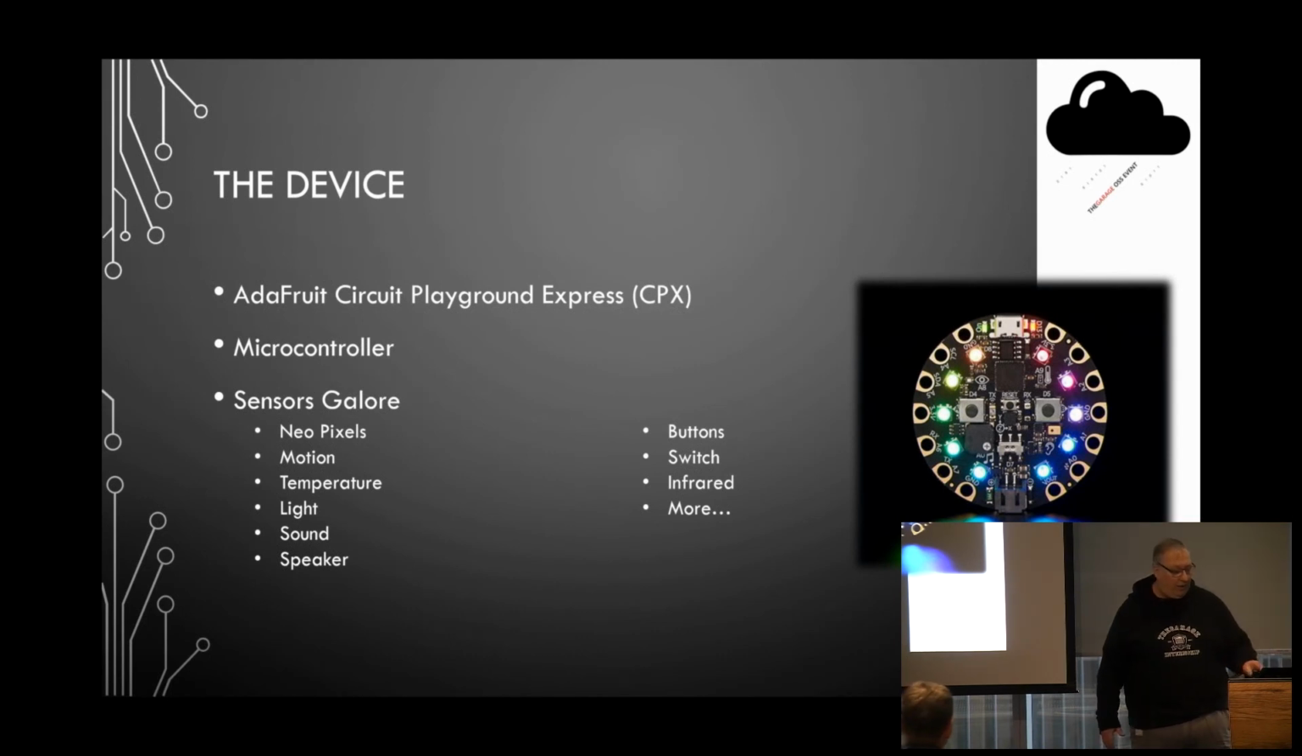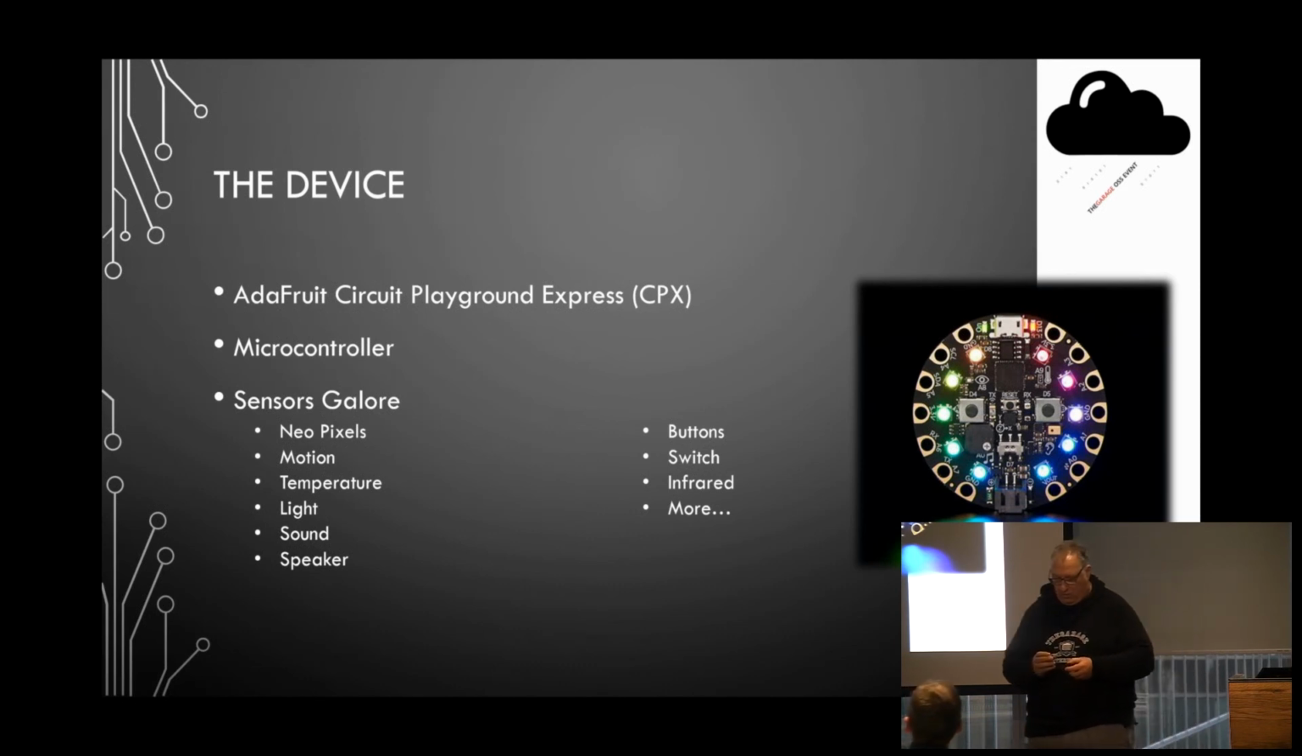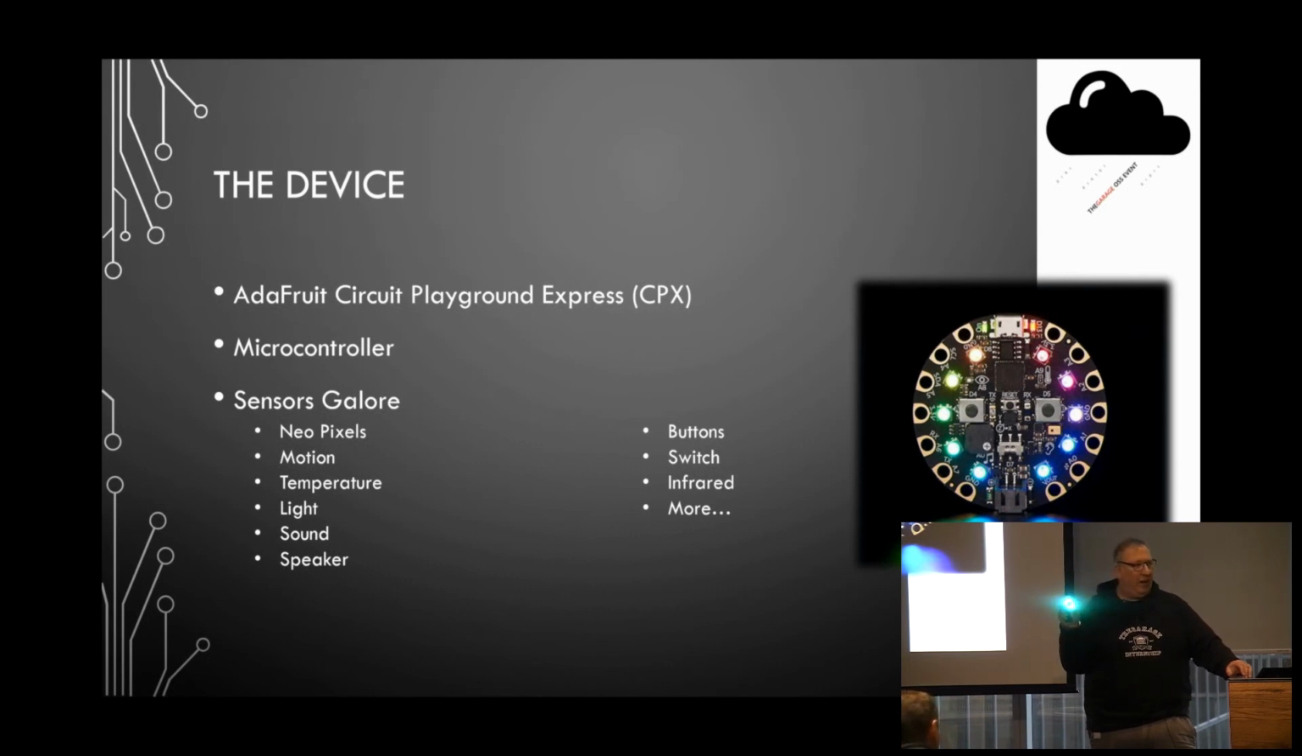So we're going to be talking about the device. The device is called the Adafruit Circuit Playground Express. It's about that big. It's a microcontroller that does a whole lot of things. One of the things it does really well is it flashes lights impressively. But it does so much more than that. It's got a whole bunch of sensors packed onto this thing. It's amazing how much they pack onto this, and it's super bright. It has the NeoPixels, which are the things you see there.